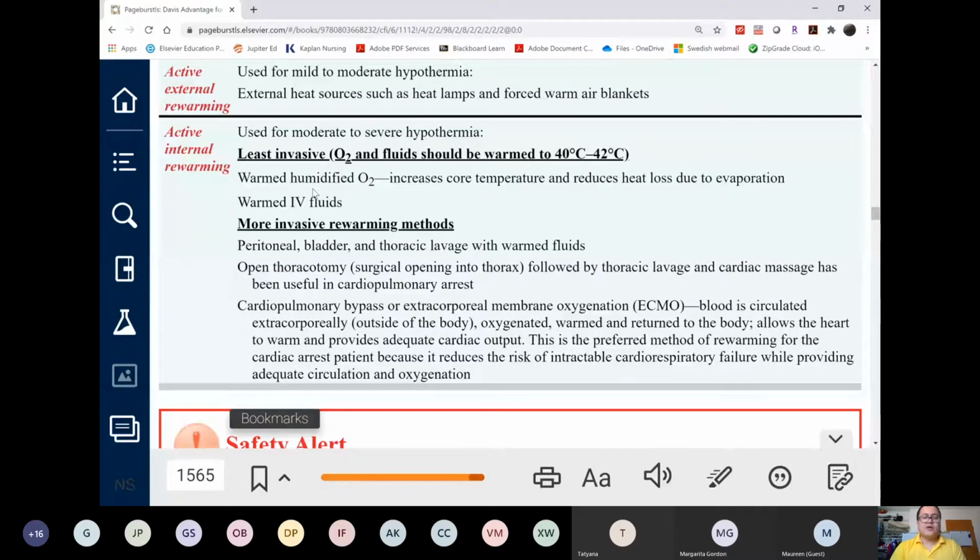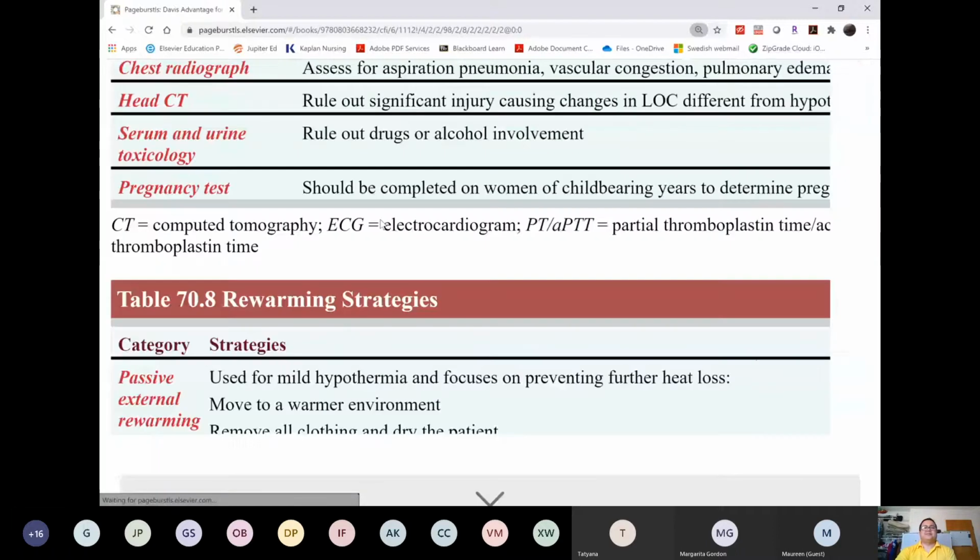Jasmine, how do we warm oxygen? Do we use a humidifier? All right, so it's the humidifier that you warm up. The oxygen goes to the humidifier, and it's the humidifier that you warm up. Of course, oxygen is combustible, so we can't expose it to fire.